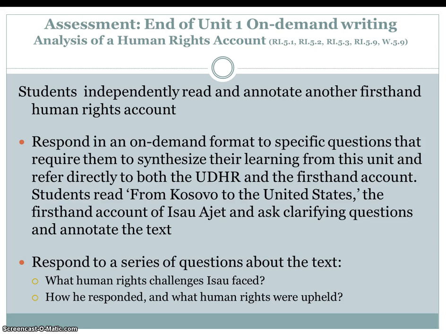Students read From Kosovo to the United States, the first-hand account of Esau Ajeti, and ask clarifying questions and annotate this text. Students respond to a series of questions about the text: what human rights challenges Esau faced, how he responded, and what human rights were upheld.